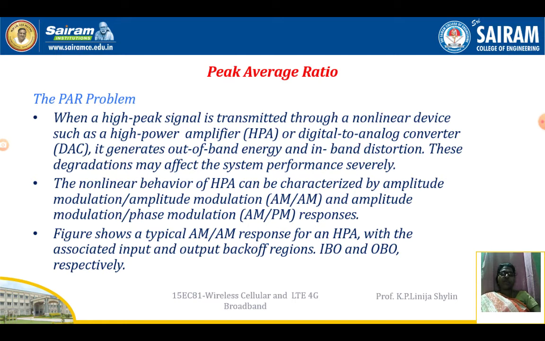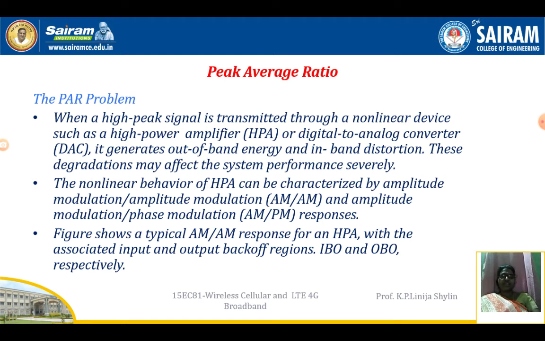Now we are all aware of the behavior of the high power amplifier, that is, the non-linear behavior of the high power amplifier. Now we are going to characterize it into AM to AM and AM to PM responses. We know that in amplitude modulation the amplitude remains constant and the other two parameters, frequency and phase, will vary, and in phase modulation the phase will remain constant and the other two parameters will keep on varying.